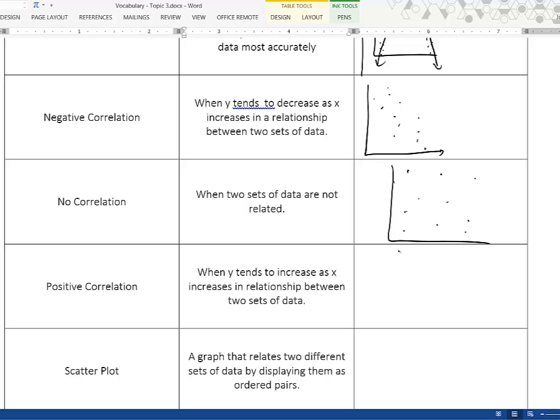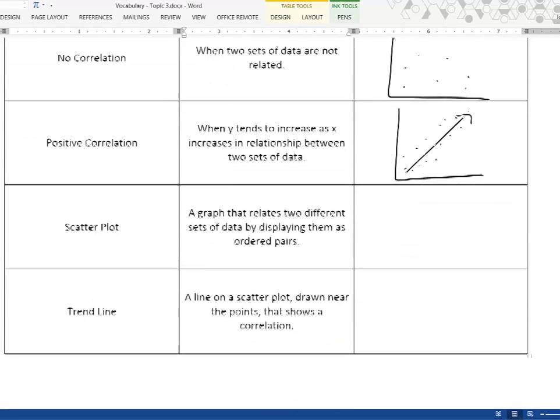Positive correlation is when your data plots in a positive way. See how it's going upwards? This is going downwards. Make sure you can pause the video as well if you need more time. I'm just going quickly. Scatter plot.